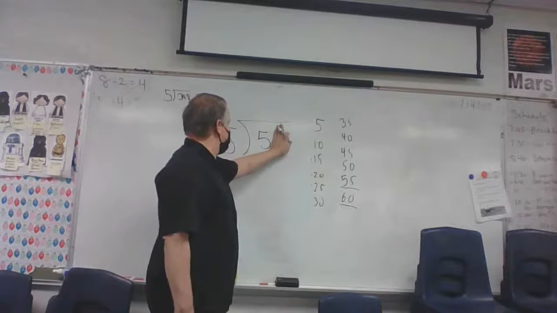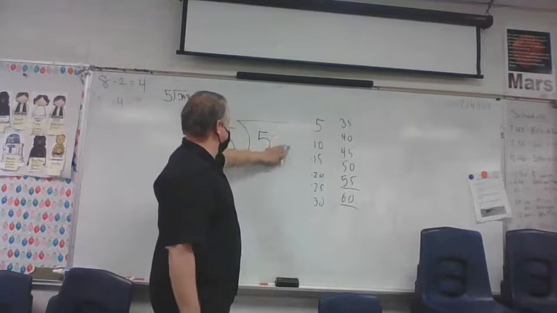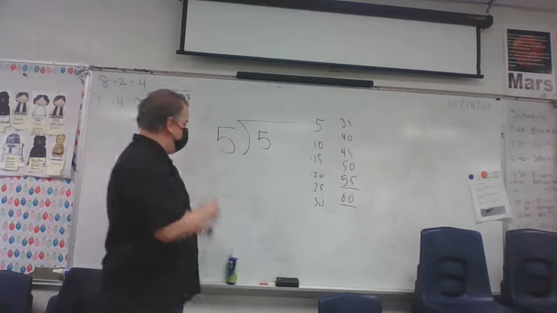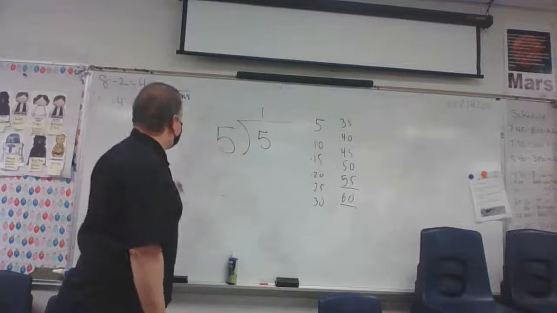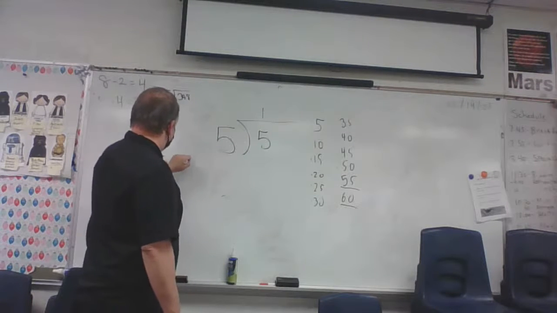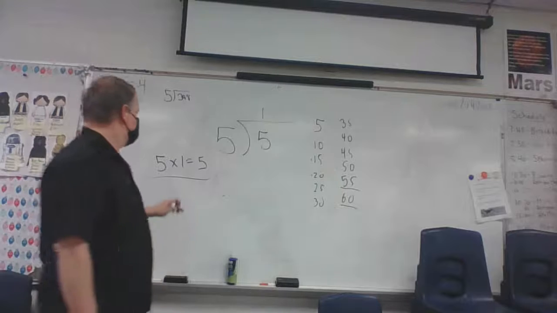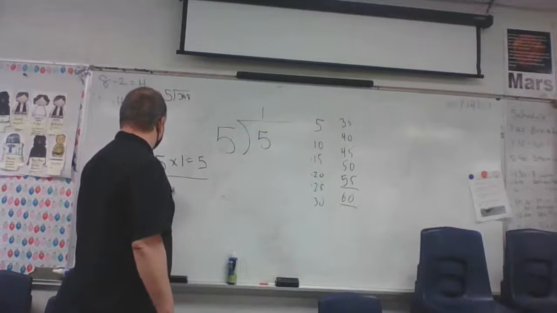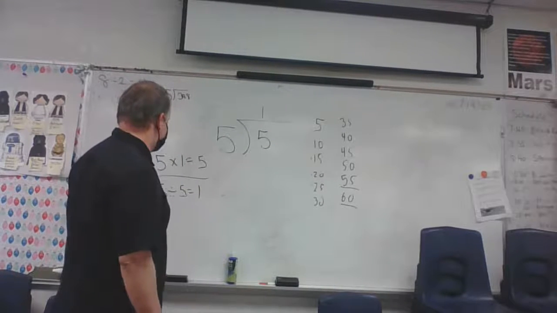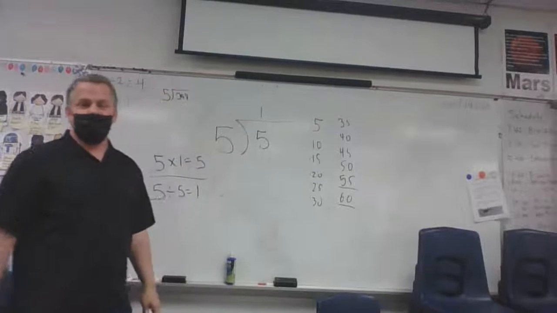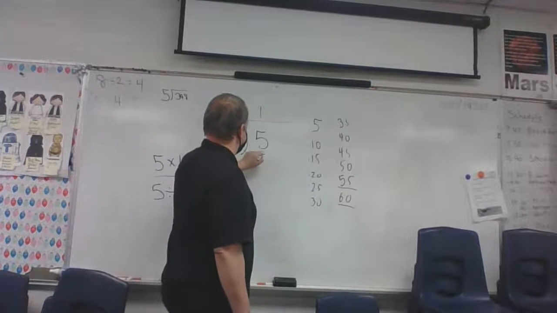5 divided by 5. We're not going to worry about this 9 yet. We're going to pretend this 9 is not even here. Goodbye, 9. 5 divided by 5 goes in 1 time. Why? Because 5 times 1 equals 5, and 5 divided by 5 equals 1. They're part of the same fact family. 5 divided by 1 is 5.